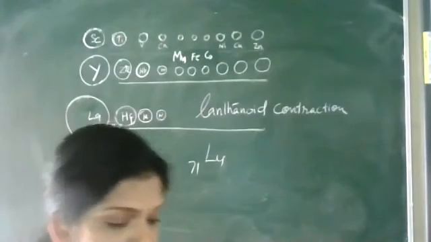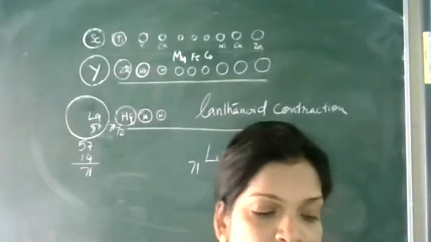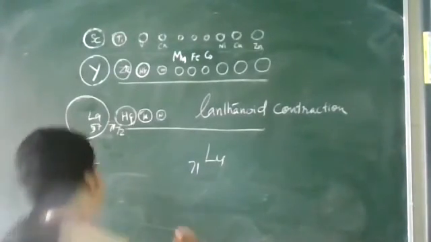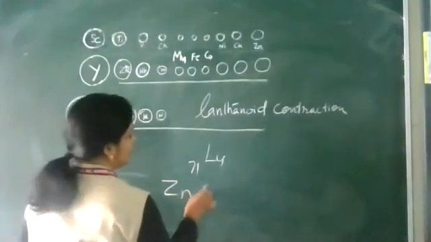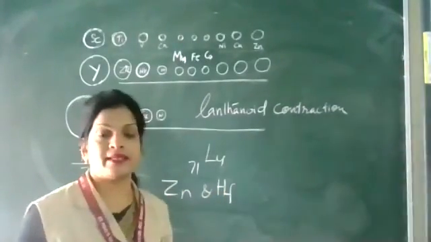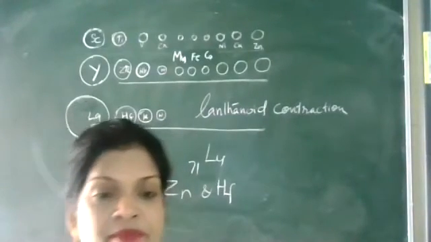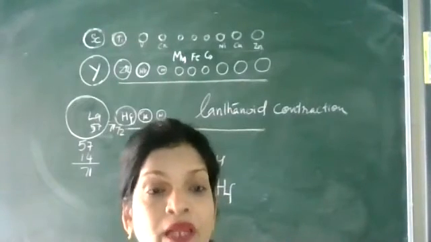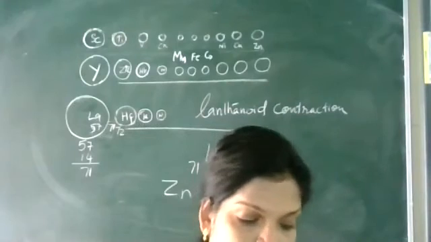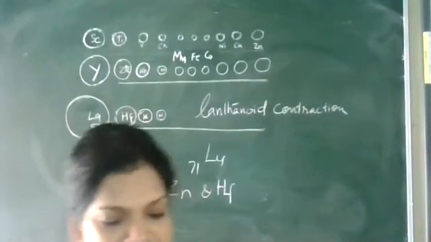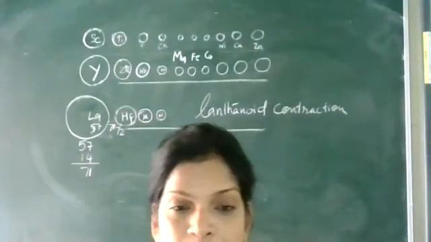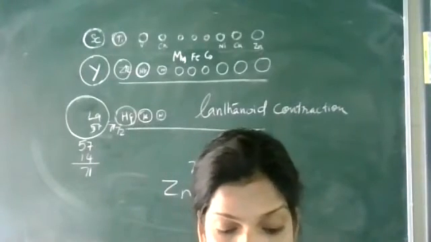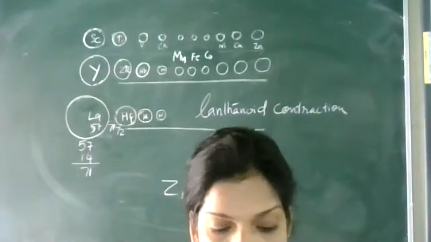Question: zirconium and hafnium have the same atomic radii. Account for it. Answer: this is due to lanthanoid contraction. Same question: why do Zr and Hf show similar chemical properties?